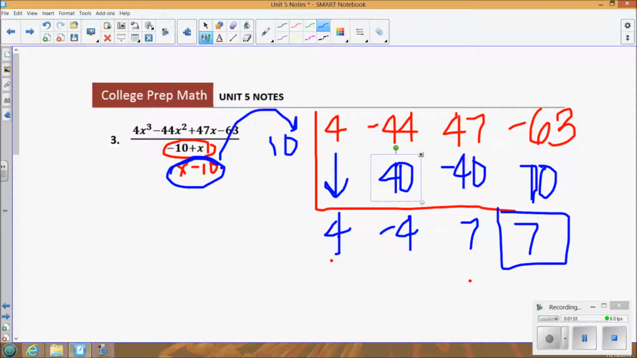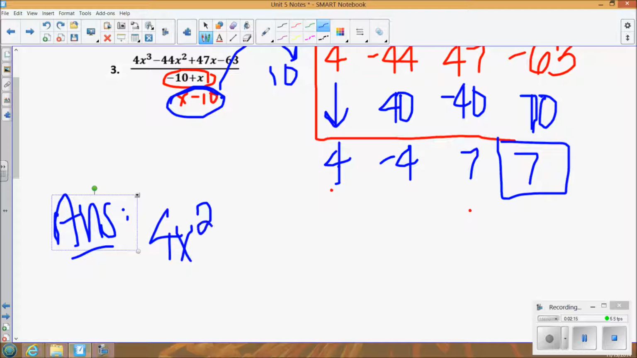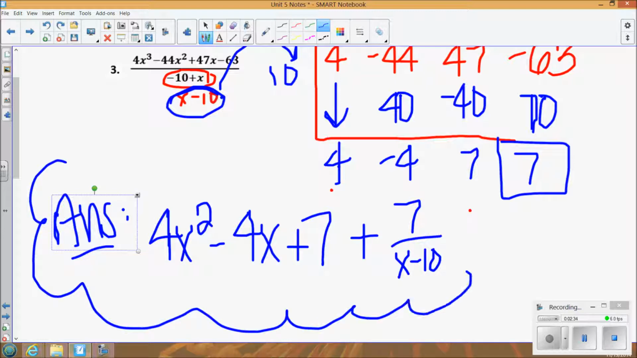So my final answer then is going to be always 1 degree less than what we started with. So we started with an x to the third. So my answer here is going to start with an x squared. So it'll be 4x squared minus 4x plus 7 with a remainder of 7. So it's going to be 7 over whatever we divided by, which is x minus 10. Or you could put negative 10 plus x, doesn't make a difference. So there's the final answer, and that's it for synthetic division.